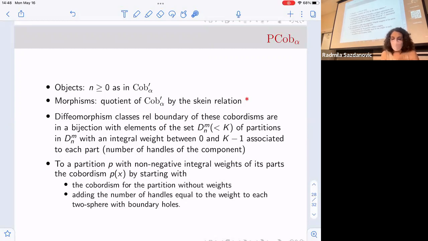Okay, so how do I now go back, right? Before, I had the cobordism X and I assigned a partition P of X to it, plus the number of components. So now if I give you a partition P that has an additional declaration, a non-negative integer, how am I going to recover the cobordism? Well, I'm going to get the cobordism that we had before that just comes from that partition without a weight. And then this weight is going to tell me how many handles I need to add. So basically, I'm trying to mimic or recover the information there.